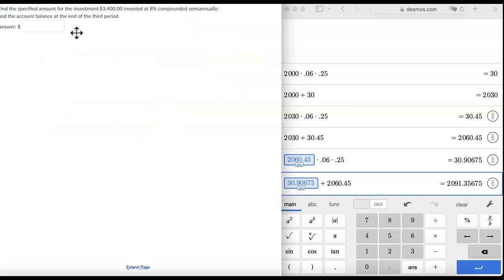We're going to do an example with semi-annual. So find the specified amount for an investment of $3,400 invested at 8% compounded semi-annually. Semi-annual means twice a year. Sometimes you hear, it's our semi-annual sale. That means we do it twice a year. So think of twice a year. That would be at half the year and then when the year's over. So we multiply by 0.5 when it's semi-annual.